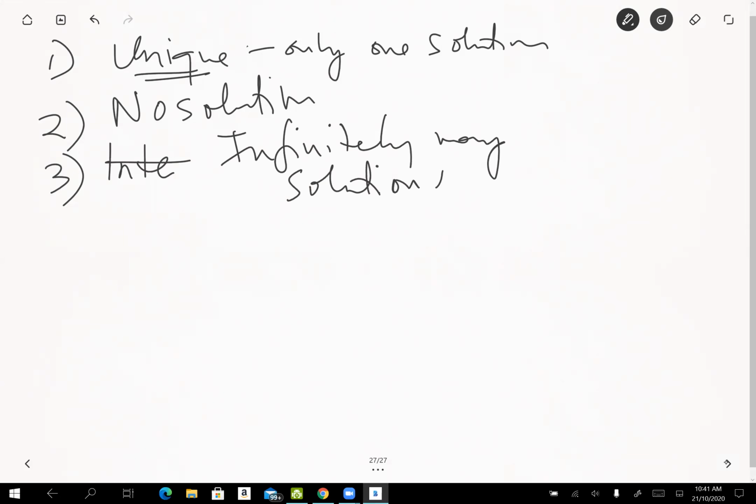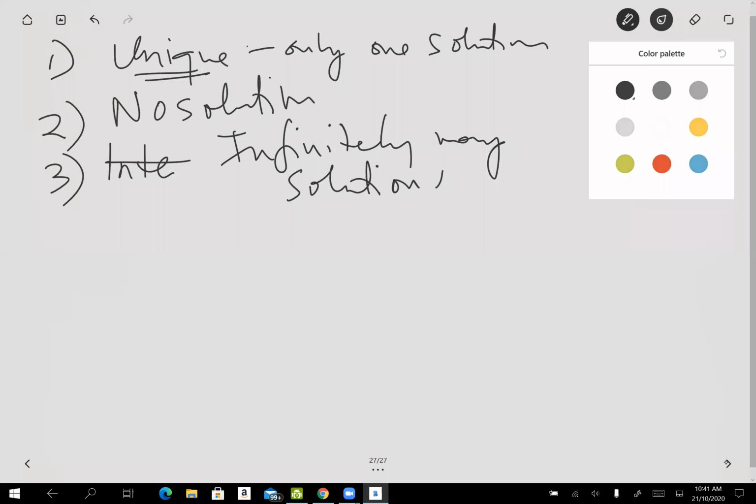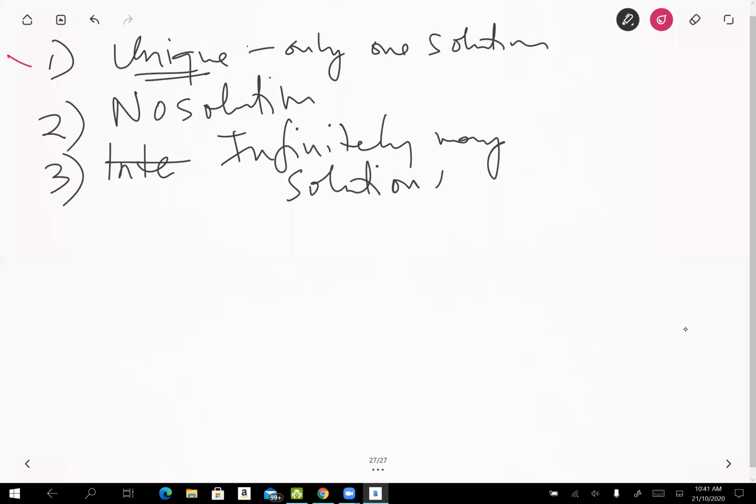Now, like I said earlier, we are interested in looking at the situation where we have only one solution. So this one is the most important. If there is no solution, then we cannot move on. And if there are so many solutions, that doesn't solve our problem. So we are interested in only number one. Now, for a unique solution, let's look at the system.